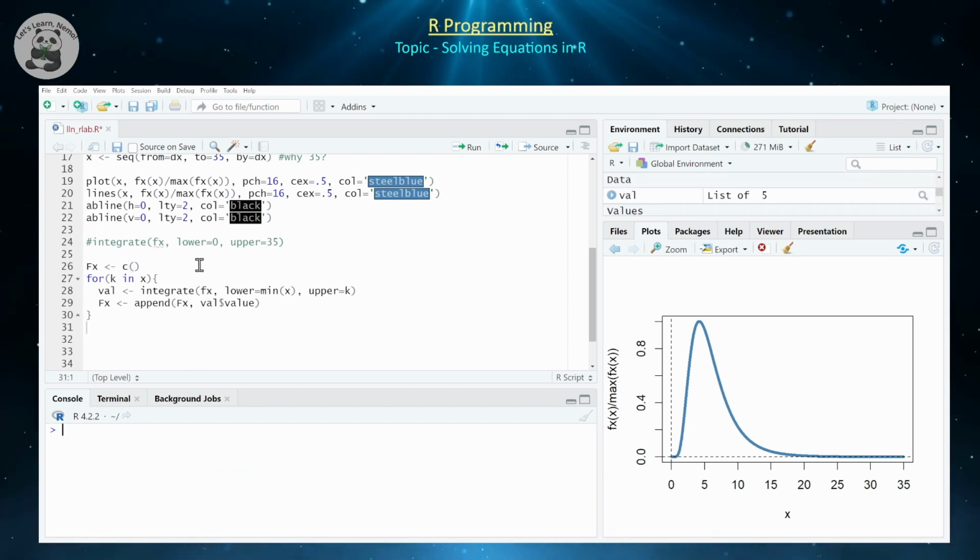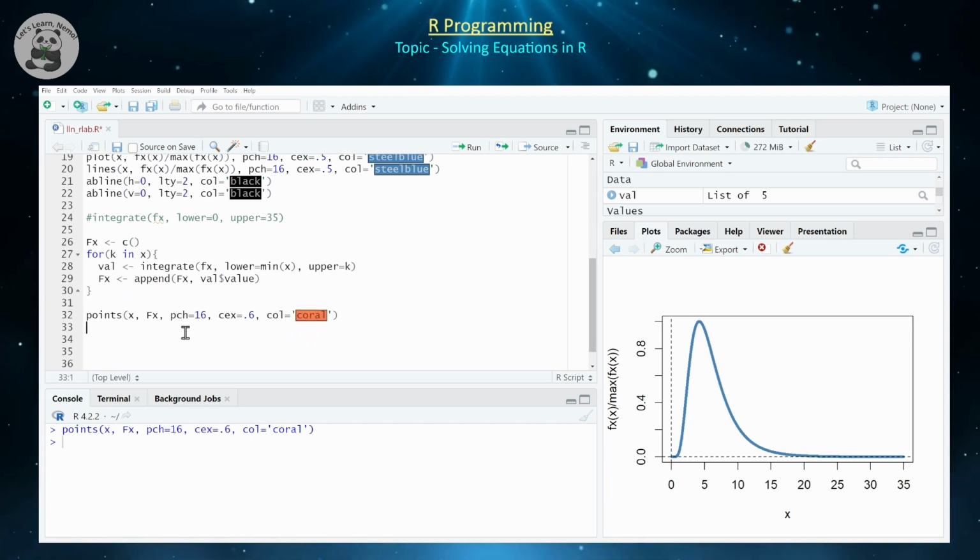Right? So that's going to give us our cumulative density function, capital F of x, and now what I want to do is graph that on top of our normalized probability density function. So I'm going to do points of x and then our fx, and keep in mind that's a vector now, not a function. Again, pch is equal to 16, cex is equal to 0.5. Let's choose a different color. Let's choose coral. And that's going to plot our cumulative density function.